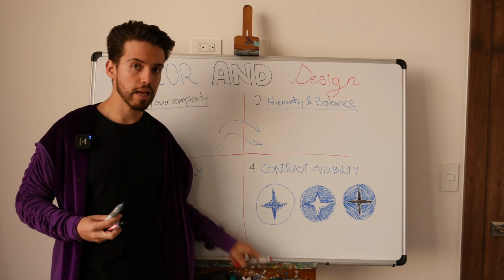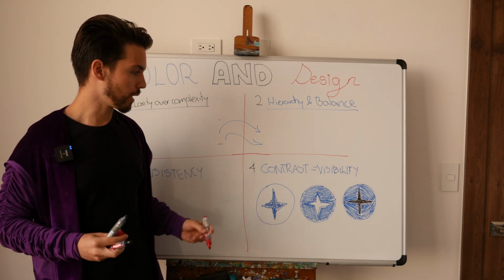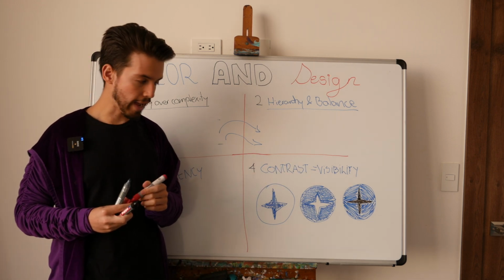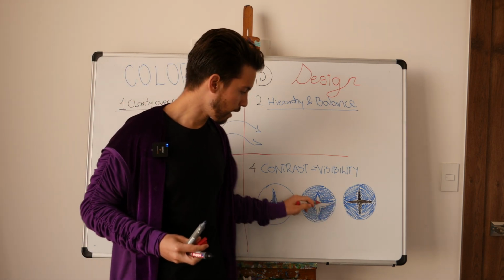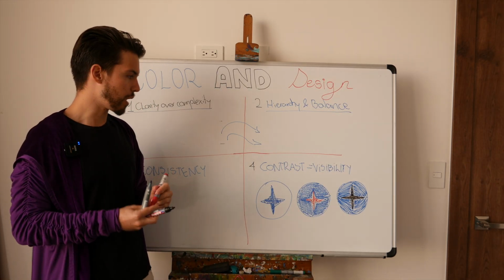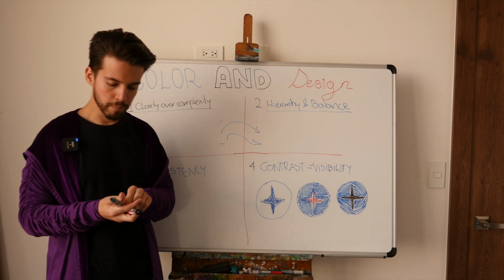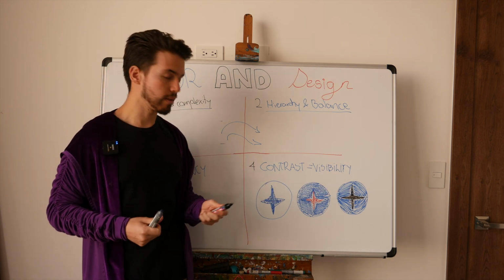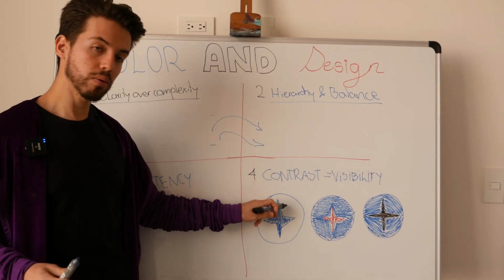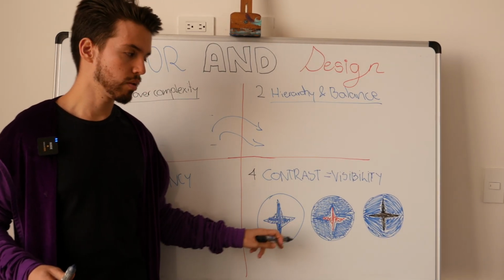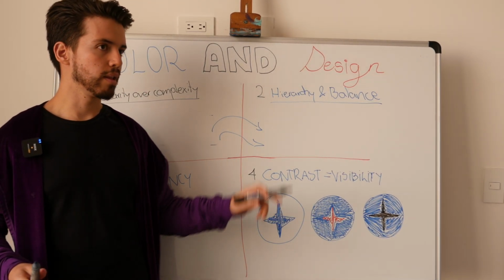What if instead, for example, I did something like this? Instead of putting the black, I would put the red, right? If I put the red here, you will clearly see it because there is a contrast. So when you're creating social media designs, it's super important that you create contrast, whether it's with the background, between titles, or with different fonts.